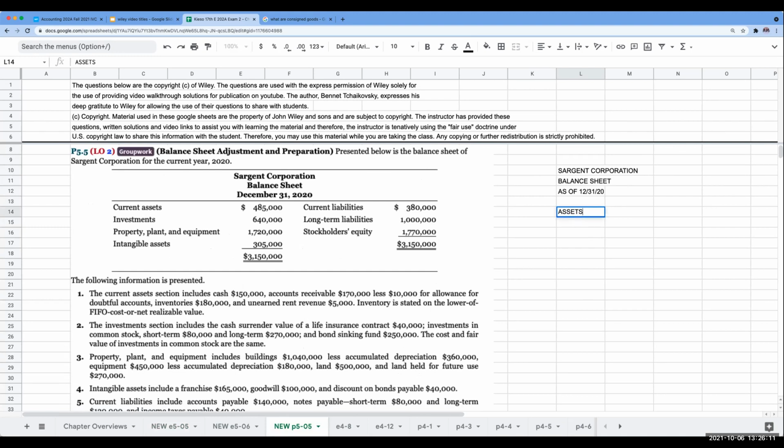Okay, so for assets, we're going to use a classified balance sheet. So we're going to have current assets, right? My first category is going to be current assets, those assets which I'll be using in the year. So the current assets section includes cash of $150,000. It includes accounts receivable less an allowance for doubtful accounts. So 170,000 minus 10,000 is going to give me accounts receivable net of the allowance of 160,000.